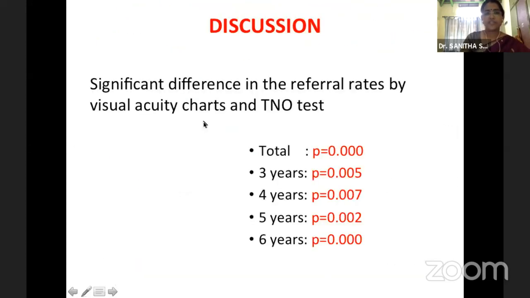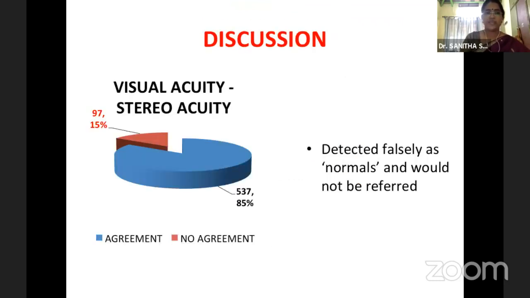And coming to the discussion part, the most important thing, there is a significant difference in the referral rates by visual acuity charts and the TNO test, which was statistically significant in all the age groups. And this was the disparity observed in 15% of population.